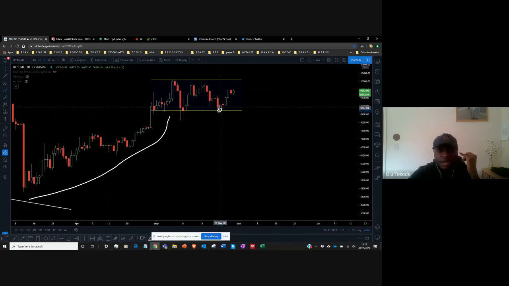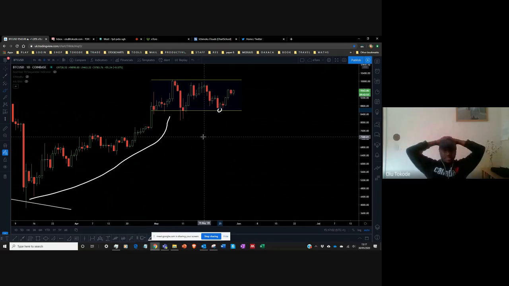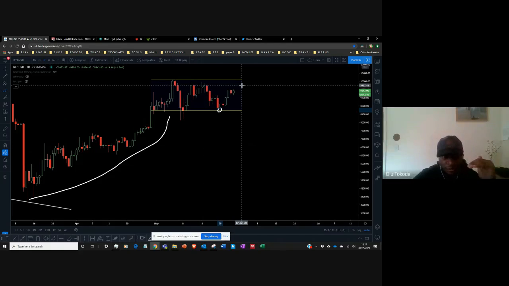Why? Because from the weekly chart, we have a very bullish pattern forming, which should break out to the upside. And price is very close to the top of the trend line in that broadening wedge. So this is where price is. So we're close to breaking out.